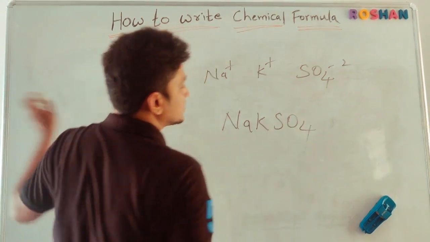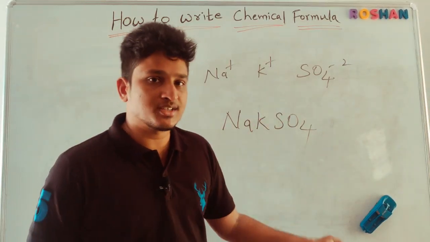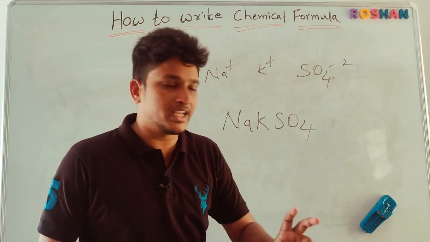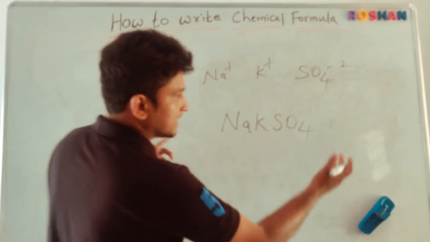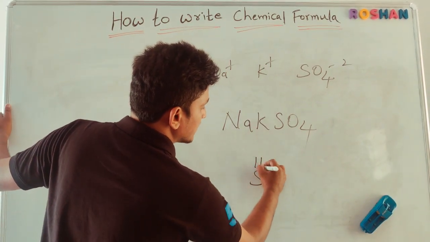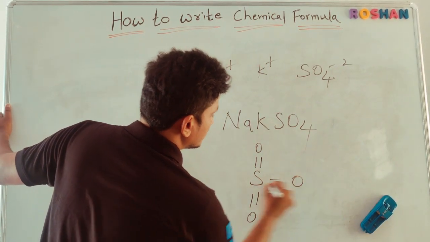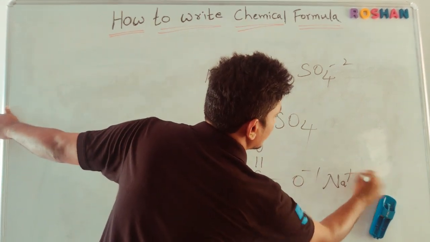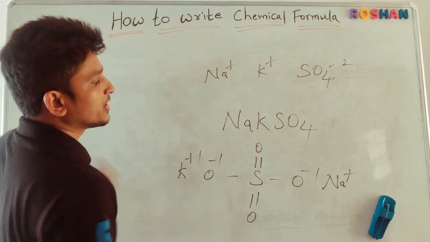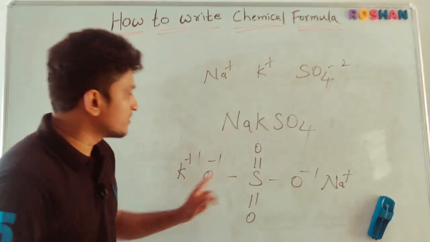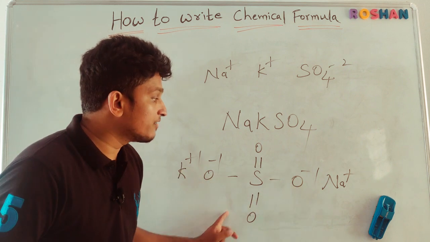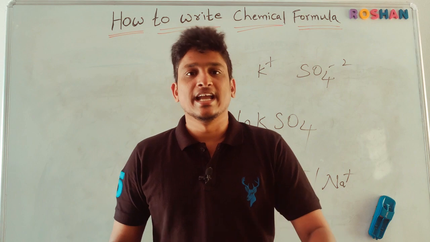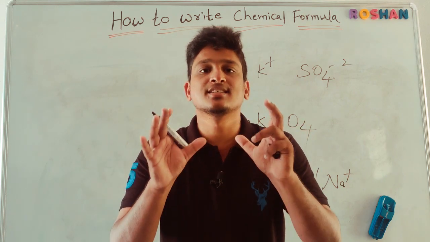NaKSO4, sodium potassium sulfate. Can we write this formula using the crisscross technique? No, it is based on the neutralization technique. Understood, students? Got the clarity? So that's how it is. If you want to know, I'll show you the structure also. Sulfate: S double bond O, oxygen with minus 1 charge. On one side the sodium ion is combining, on the other side the potassium ion is combining. So sodium and potassium, are they combining in the structure? No, both are combining with the sulfate radical. Understood? So these types of ions also exist. So blindly don't follow the crisscross technique.